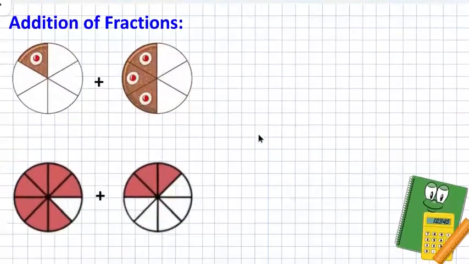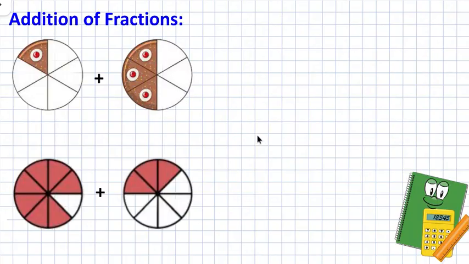So let's take a look at this example. We're given diagrams that represent fractions. Firstly, to solve this, you need to write out the fraction that each diagram represents. So for this diagram, we have one part out of a total of 6 parts. So the total part here is 6. If you count it, you would see that it's 6.